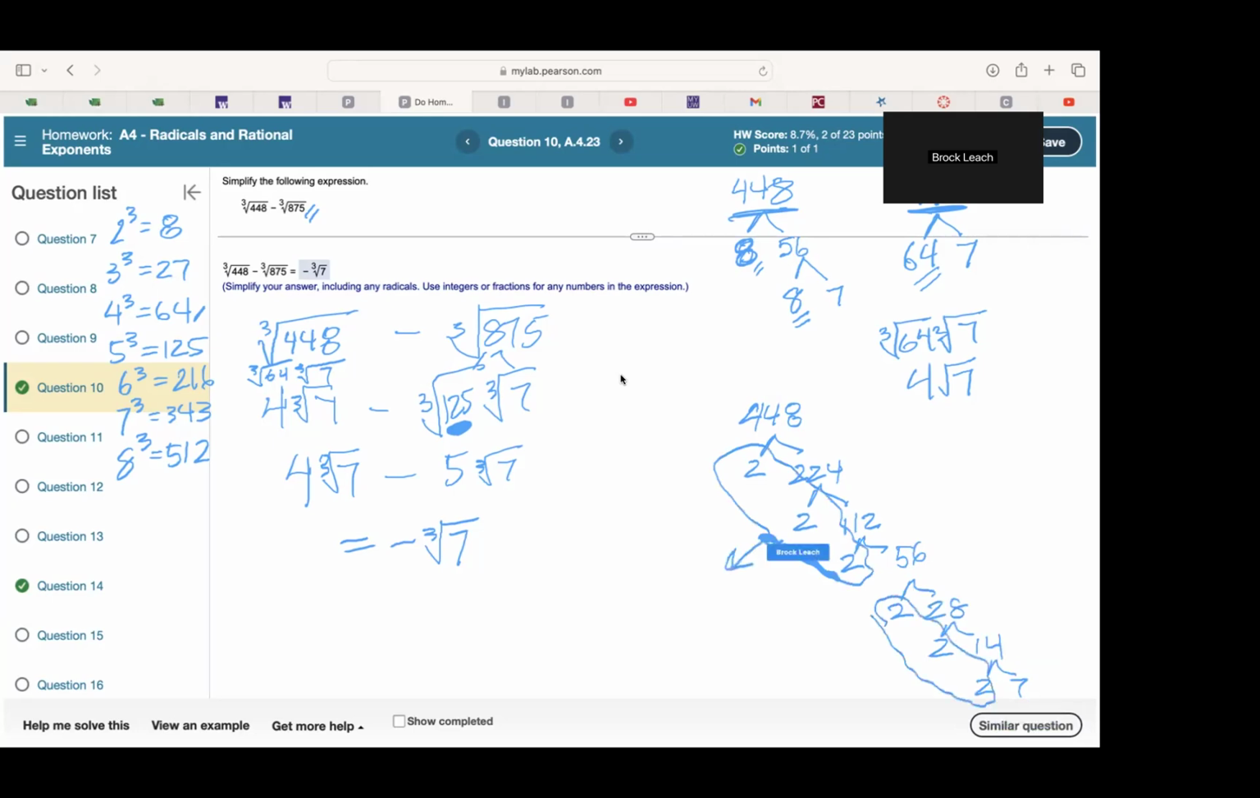The cube root of these 3 becomes a 2. Cube root of these 3 becomes a 2. And then we're left with the 7. So 4 square root of 7. That's the way you can do it by hand.